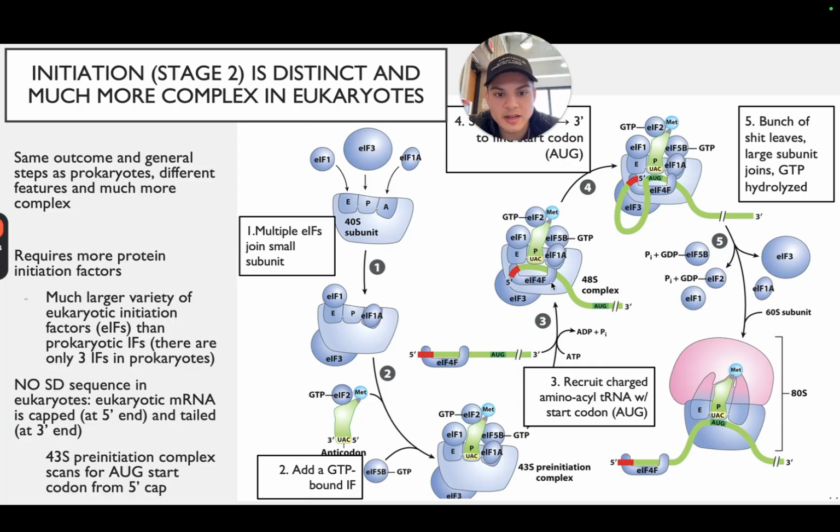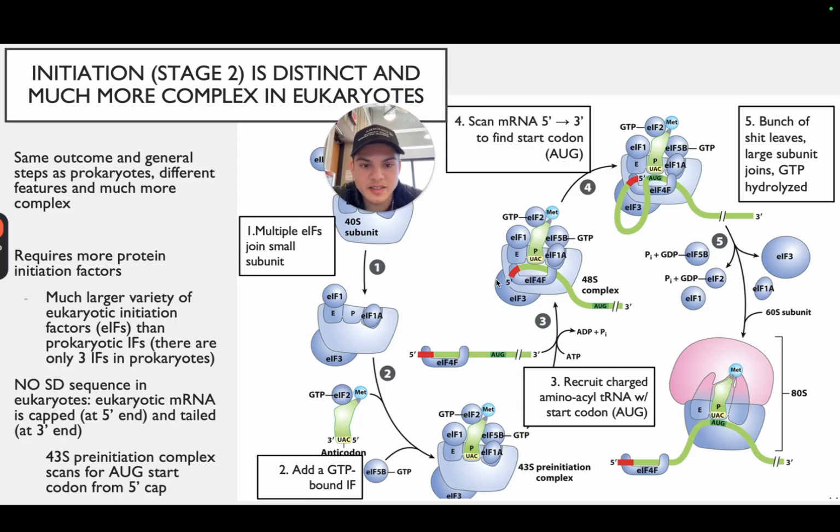And then from there, this complex forms, and we're going to scan the mRNA from 5' to 3' to find our start codon, right? So it starts from the 5' cap, and once it goes from the 5' cap and finds that AUG, the initiation factors leave, the large subunit joins and GTP is hydrolyzed. So essentially all our initiation factors dissociate, and our large ribosomal subunit binds on, and that's when it allows for elongation to now occur.